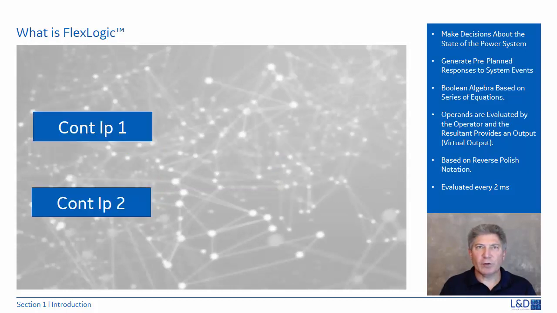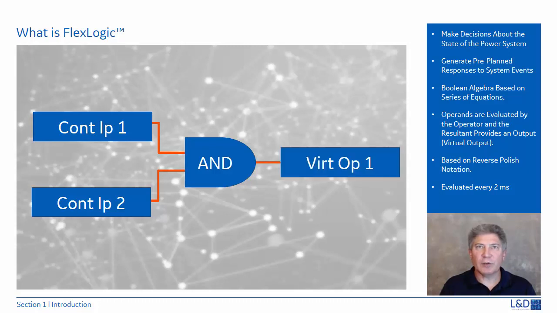To look at it from a different point of view, here we have 2 contact inputs going into an AND gate, and Boolean algebra basically evaluates the status of the 2 inputs and then provides an output to a virtual output.